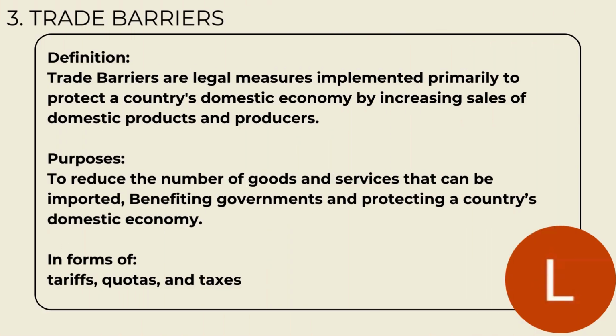Definition: trade barriers are legal measures implemented primarily to protect a country's domestic economy by increasing sales of domestic products and producers. The purpose of applying trade barriers is to reduce the number of goods and services that can be imported, and also to benefit governments and protect a country's domestic economy. Trade barriers typically come in the form of tariffs, quotas, and taxes.